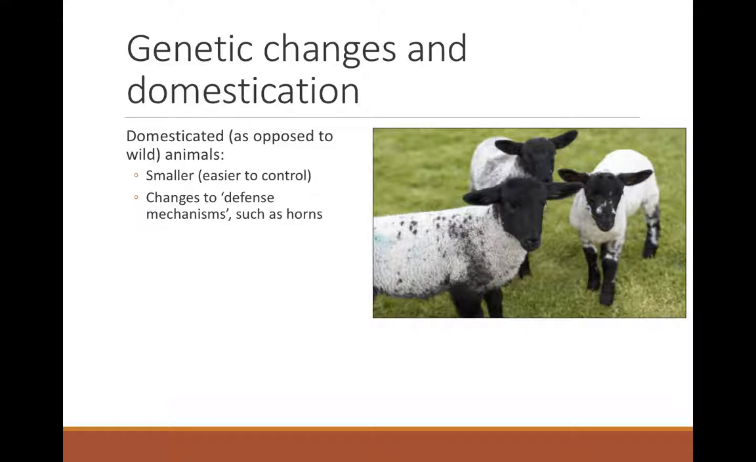Now the problem is, when we select those traits away, we create a situation where they don't have a way of defending themselves. So we really create a stronger reliance on humans for keeping their herds of livestock safe. And so we might employ shepherds, right?